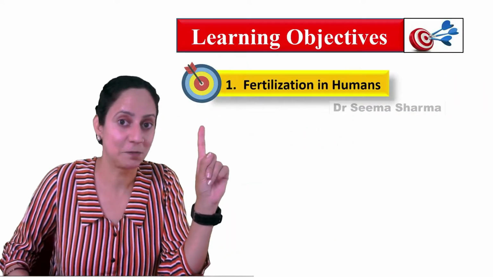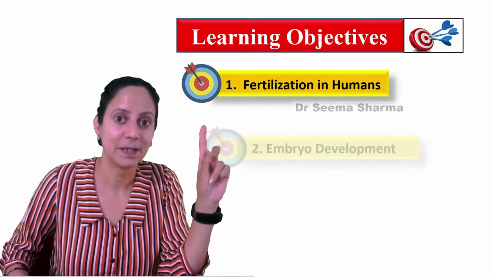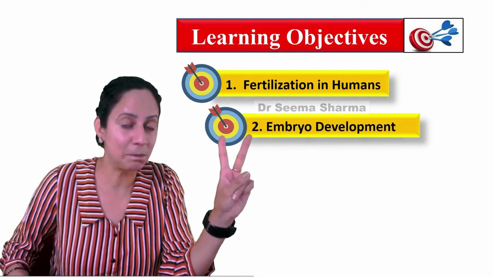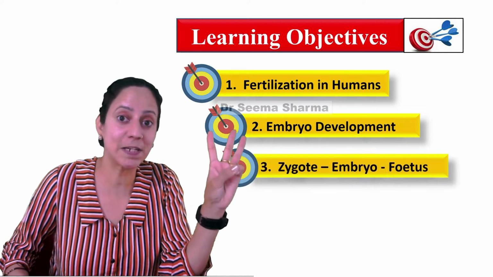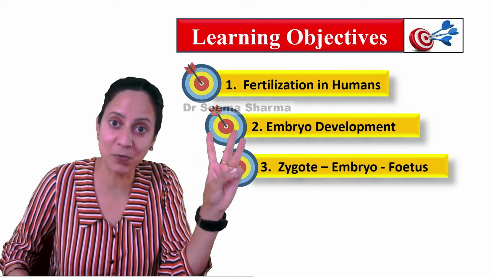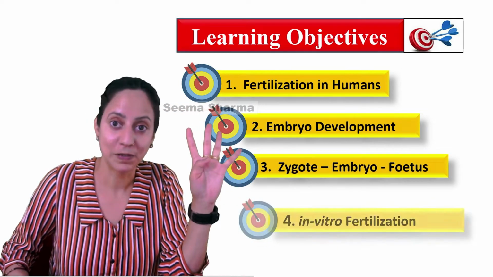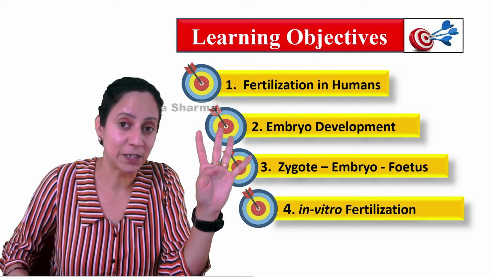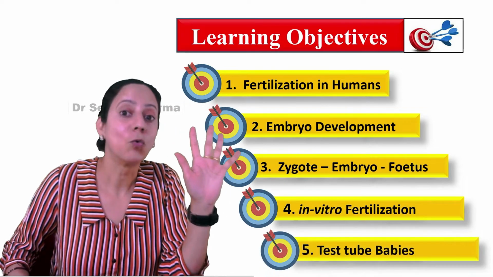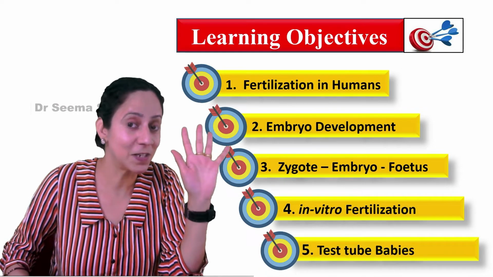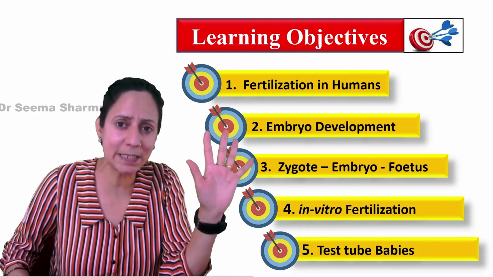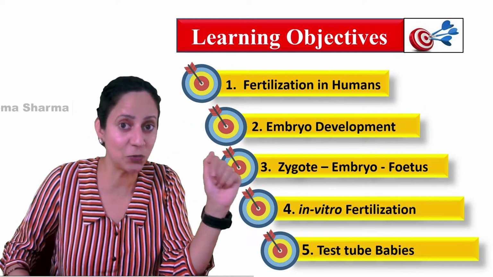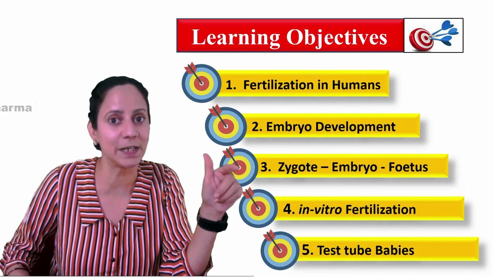Viewers, if you watch this video till the end, 5 things are going to be crystal clear for you forever. First, fertilization in human beings. Second, embryo development. Third, the basic difference between zygote, embryo and fetus. Fourth, what is in vitro fertilization. Fifth, who are test tube babies. These things are explained in detail in this video, so stay tuned and watch this video till the end.